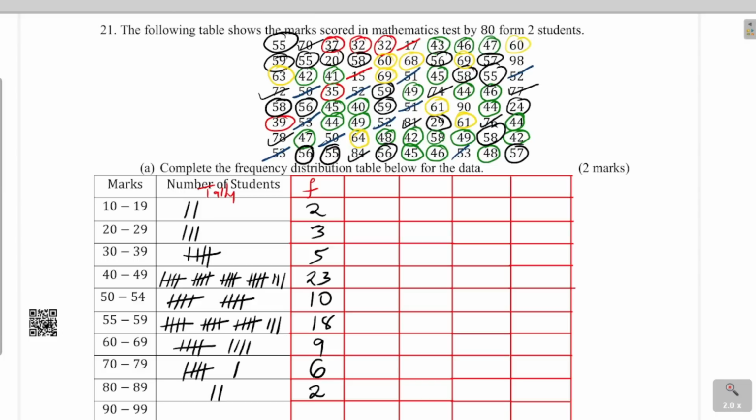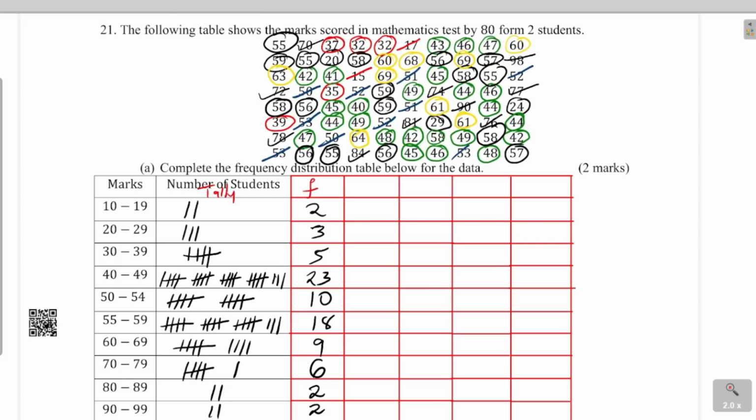Then 90 to 99. There is 1 here, 90. And there could be another one. I've seen 90. Trying to check the one that I've not checked, because only one is remaining. Was 98. So there are 2. There are also 2 like that.